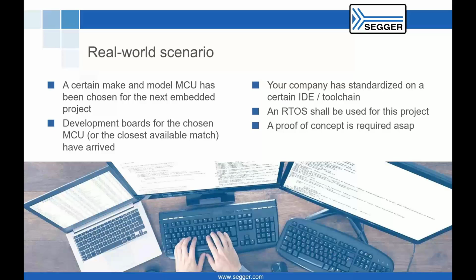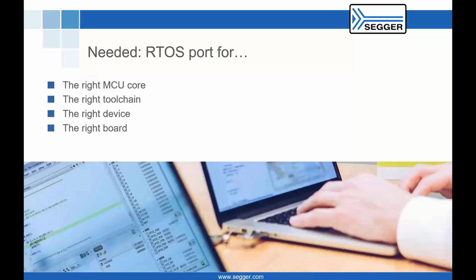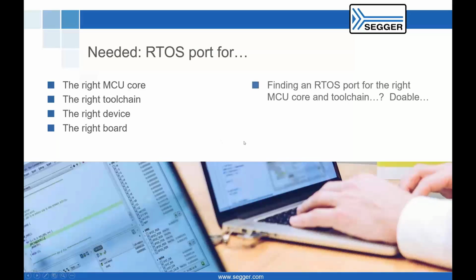And of course, you should be producing a proof of concept as soon as possible with an RTOS running on this new platform. So what you need is an RTOS port that you're going to be looking for, but it needs to be for the right MCU core. So that's an RX from Renesas or Cortex-M or some other MCU core. It needs to be for the right toolchain, basically supporting the IDE and compiler that you're using in your company, for the right device, and ideally for the right board as well.